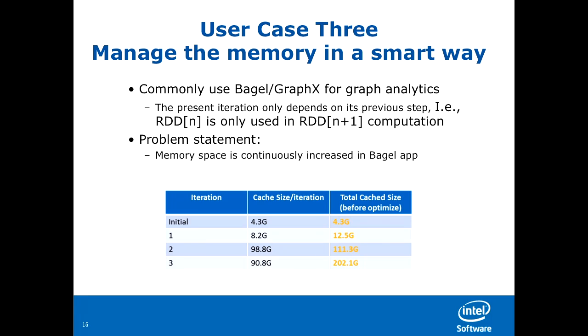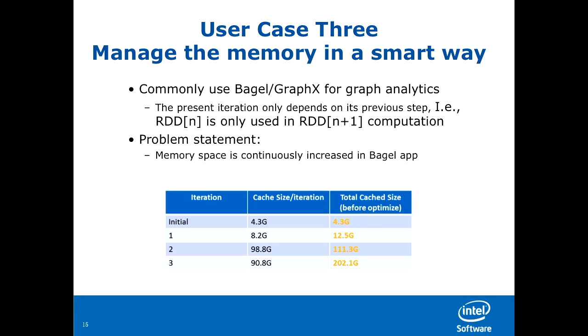This is use case 3. This is actually machine learning work, and actually this is one bug. We previously used backend and GraphX to do the graph analytics, so we're checking all these memory sets. You can see that there's a known issue in the backend application.